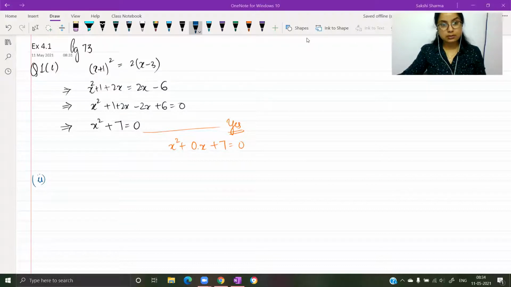Second part, x square minus 2x equals to negative 2 into 3 minus x.